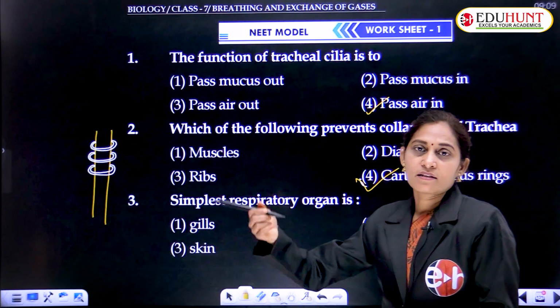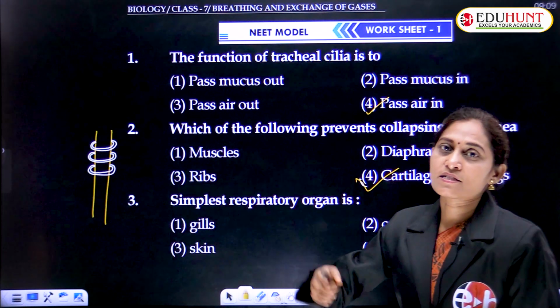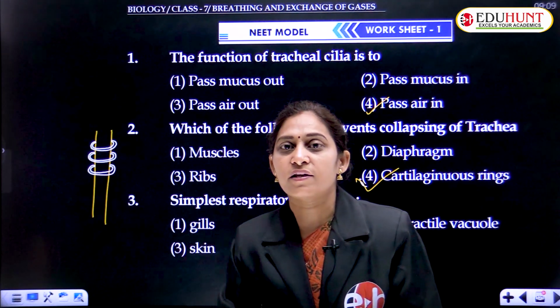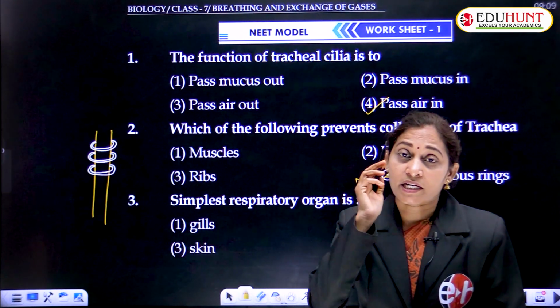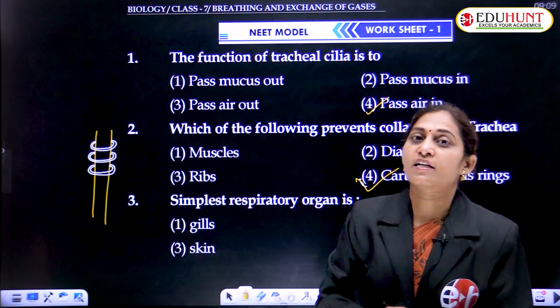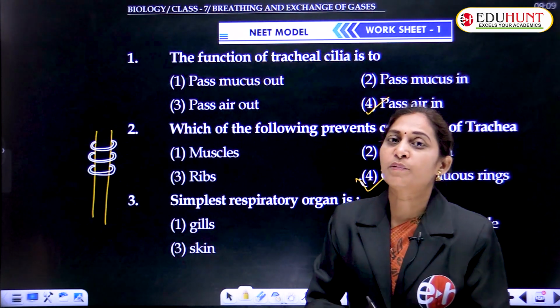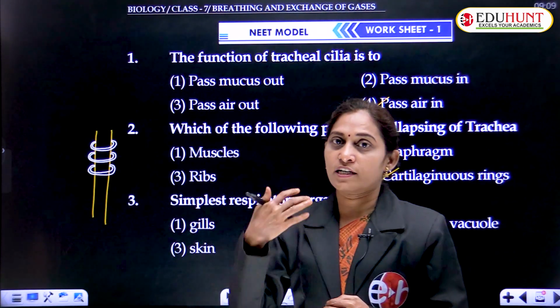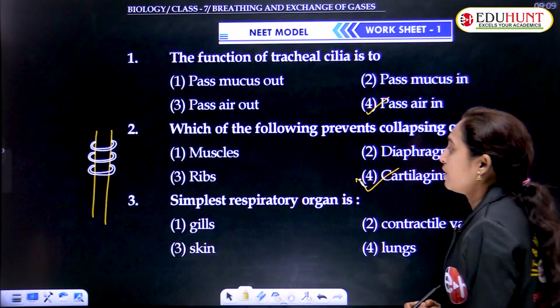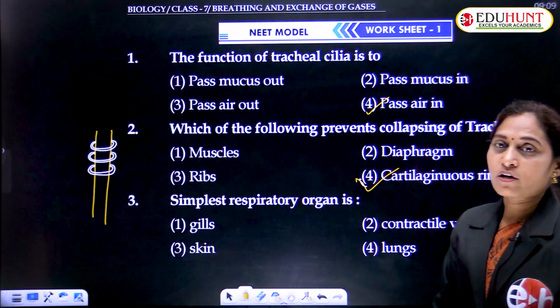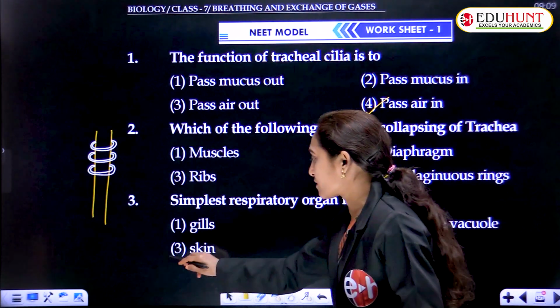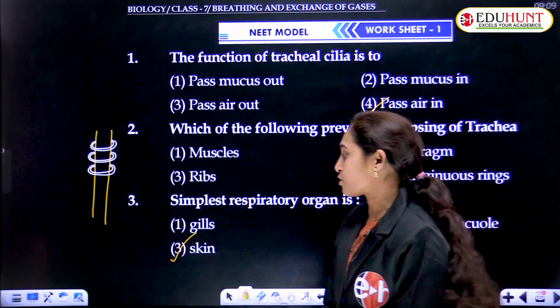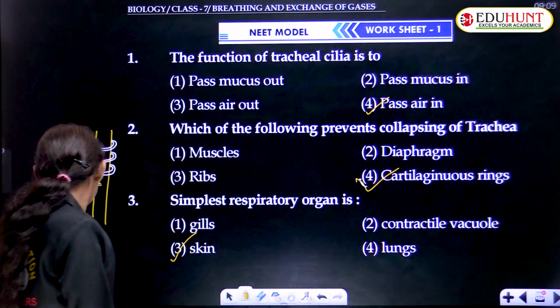And these are, remember, C-shaped and incomplete rings. And ekkada incomplete? Where are they incomplete? They are incomplete dorsally. In the dorsal portion they are incomplete. Remember that. Simplest respiratory organ is, obviously, the skin. Skin is the simplest respiratory organ.